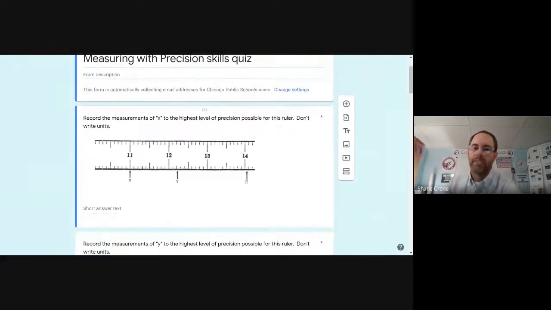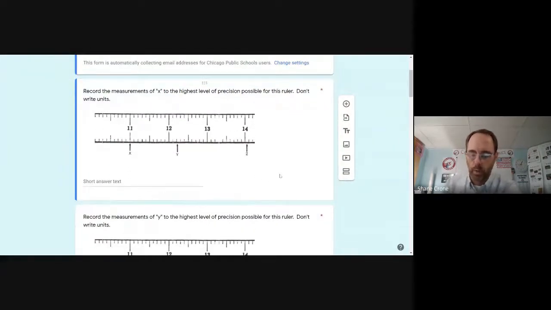All right, so I think that part of the disconnect with the measuring with precision quiz is that some people didn't really understand what I was asking you to do. I am not just asking you to read the device. I want you to read it to the highest level of precision that is possible for that particular device. And what that means is the smallest unit you can measure. That's what determines your precision.